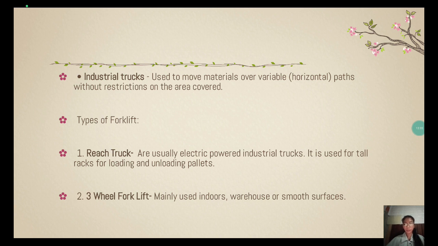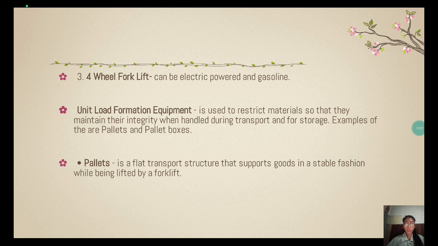Types of forklift. Reach trucks are forklifts used in narrow aisle applications such as warehouses. Next is the three-wheel forklift. It is called a counterbalance forklift. The three-wheel variant is ideal for situations requiring the operator to turn and maneuver in circles. Four-wheel forklifts can be electric powered or gasoline. Unit load formation equipment.